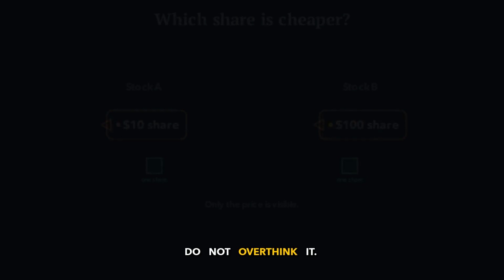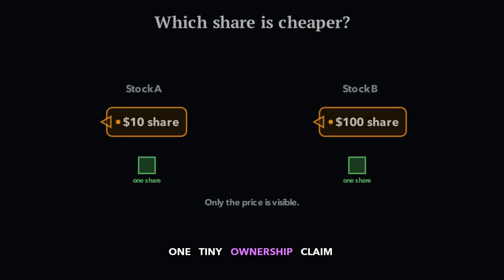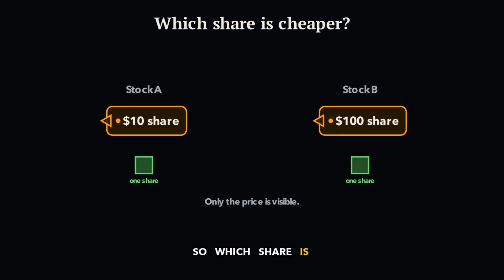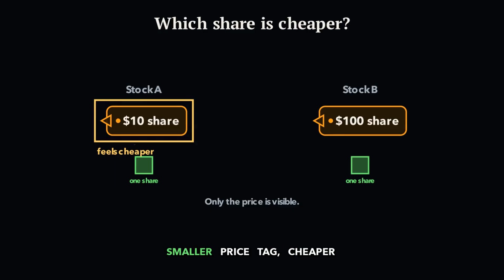Quick test, do not overthink it. A share is just one tiny ownership claim on a company. So which share is cheaper, this one at $10 or this one at $100? Most beginners pick the $10 stock. That answer feels obvious: smaller price tag, cheaper stock.